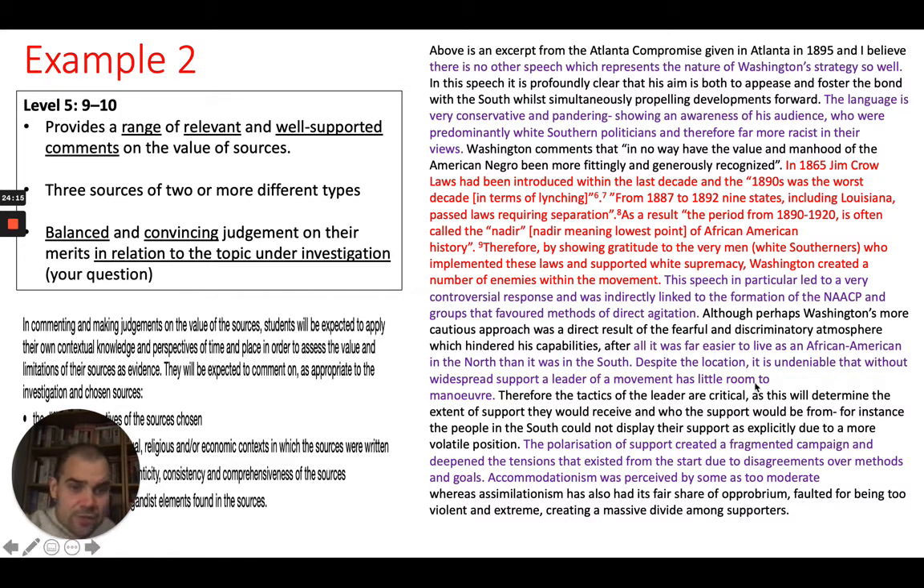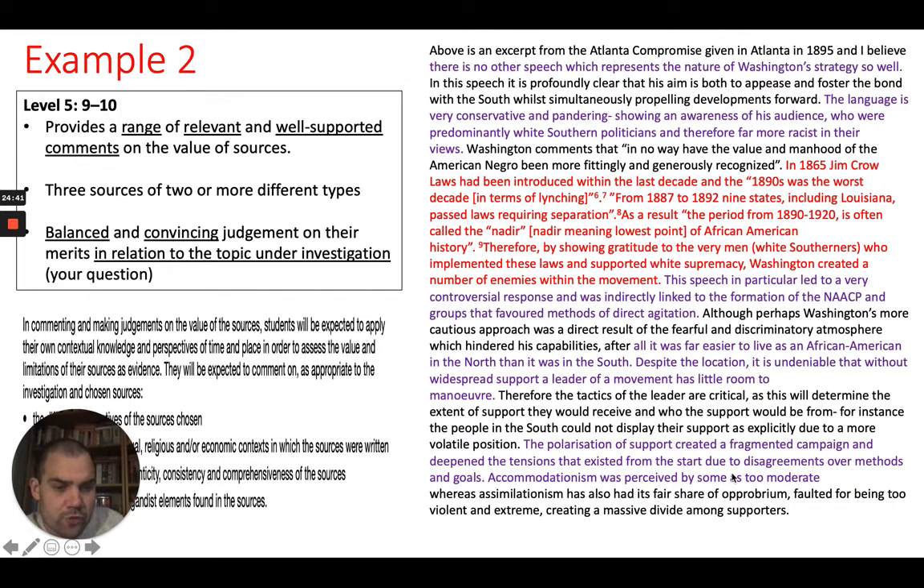Therefore, the tactics of the leader are critical, as this will determine the extent of the support they would receive and who the support would be from. For instance, the people in the South could not display their support as explicitly due to a more volatile position. So again, she's thinking here about what this source can teach us about how the tactics that black leaders adopt will depend upon their context and their location and their situation, okay? And she's using the content of the speech to illustrate that idea.